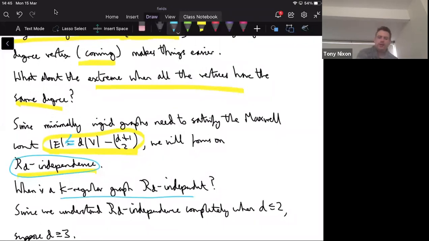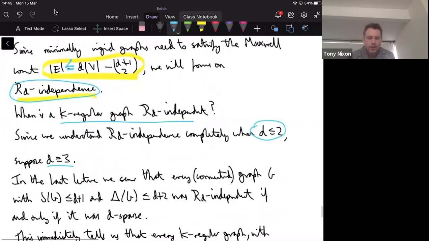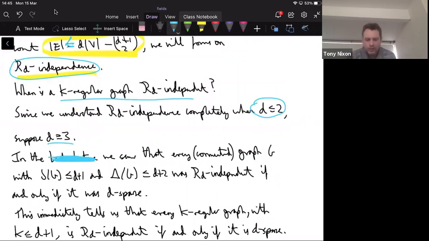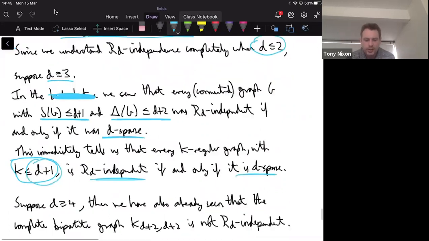When is a k-regular graph independent? We know the answer for all graphs when d is at most 2, so forget about that. I say last lecture here, it's not the last lecture. A while ago, we saw a result of Jackson and Jordan that said every connected graph with minimum degree at most d plus 1 and maximum degree at most d plus 2 was independent if and only if it was sparse. So that immediately tells us the answer if our k-regular graph has k equals d plus 1, or even at most d plus 1, but at most d we already talked about was easy as well. It's still just independent if and only if it's sparse. So k-regular graphs so far, up to d plus 1, are nice and easy.